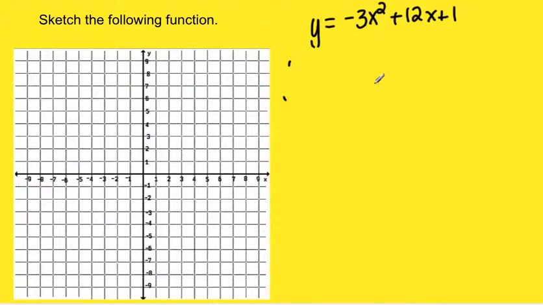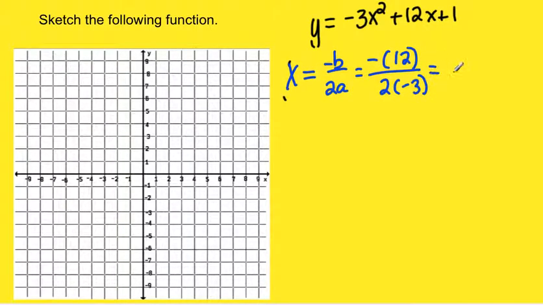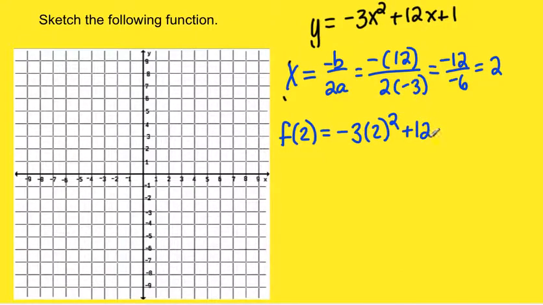Okay, the next function we're going to graph is here. So again, let's find the axis of symmetry by doing x equals -b over 2a. So the negative is there, and b would be 12 over 2 times -3, which is going to reduce to -12 over -6, which is 2. And then you put 2 into the function to solve for the y.